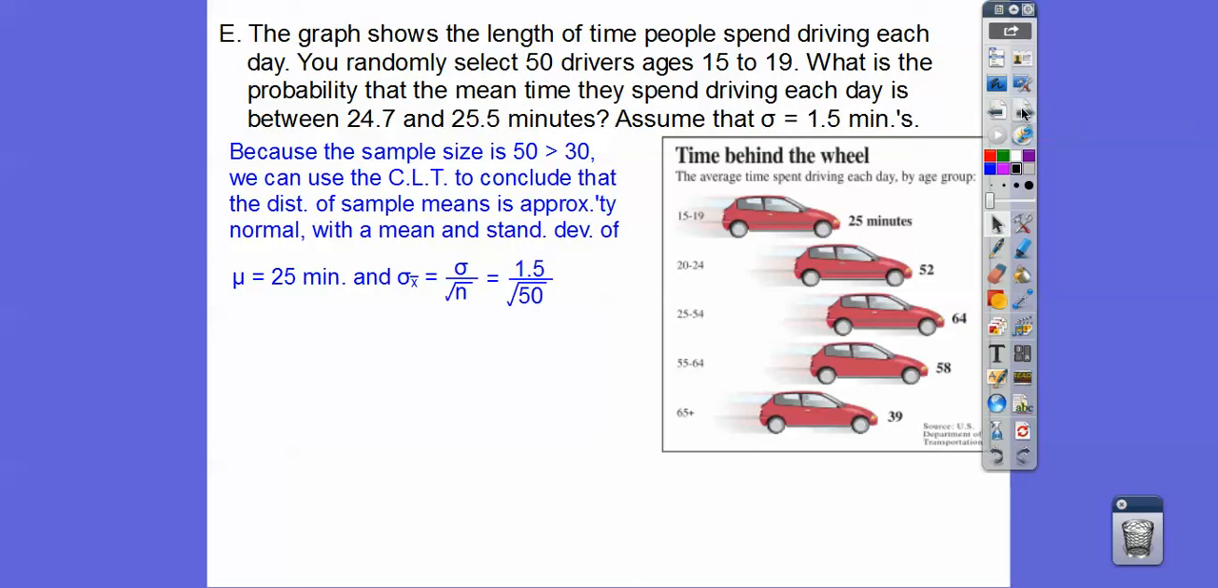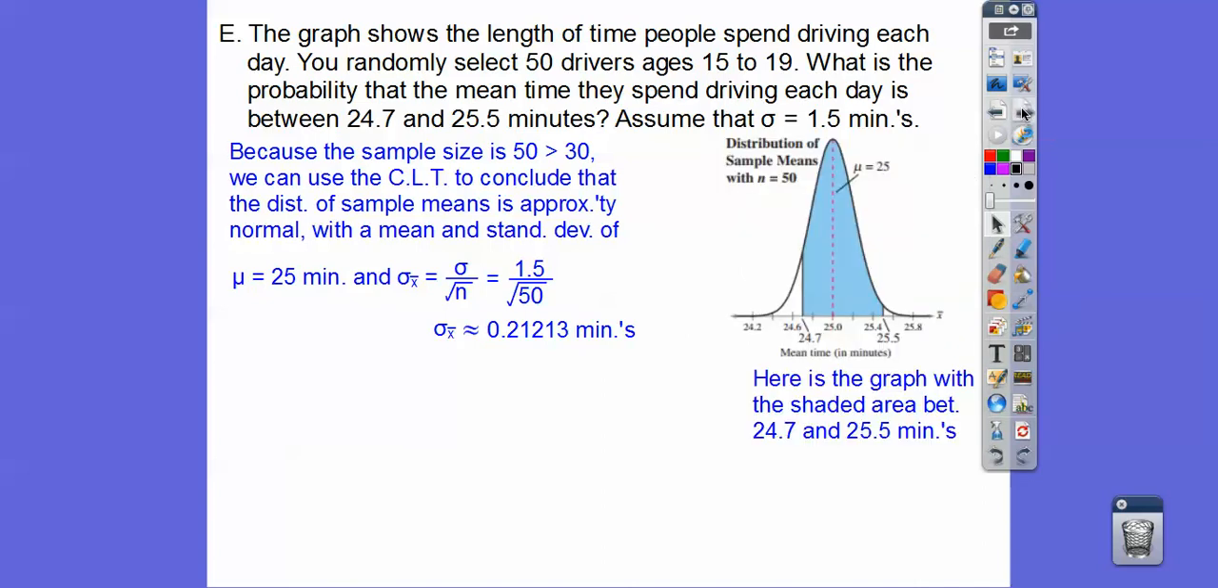Okay, all right, so 1.5 divided by the square root of 50 is about 0.21213. Okay, all right, so let's get our curve written. So here's our curve. Here's the mean, 25, between 24.7 and 25.5. So we always write the title, mean time in minutes. And so here's the graph with the shaded area between 24.7 and 25.5.